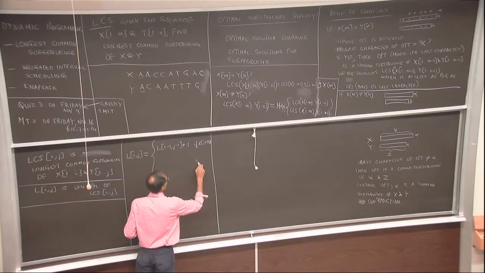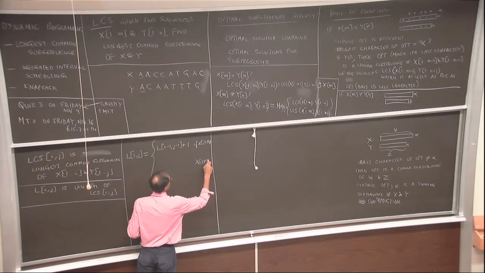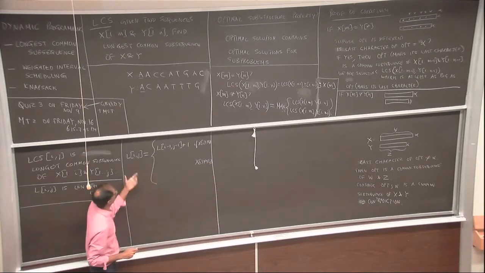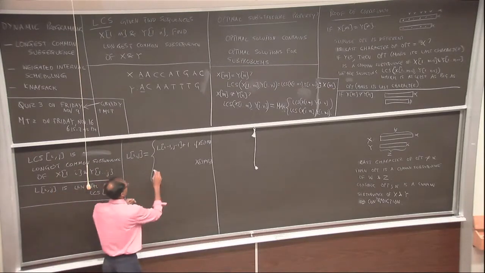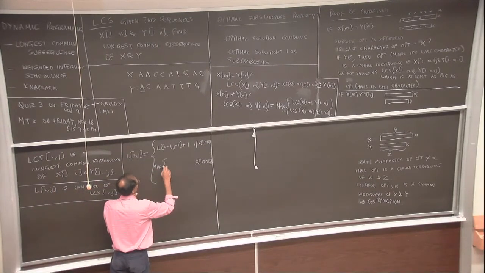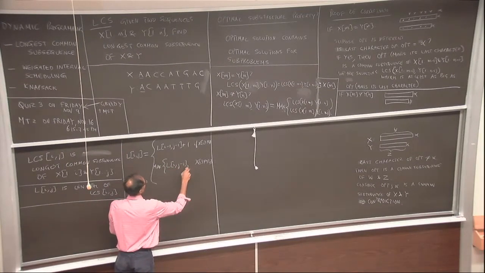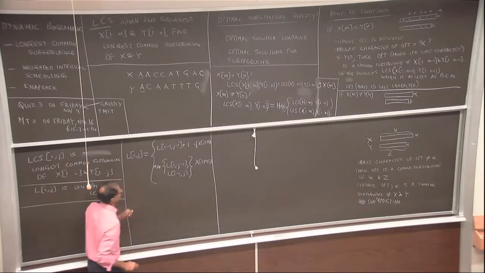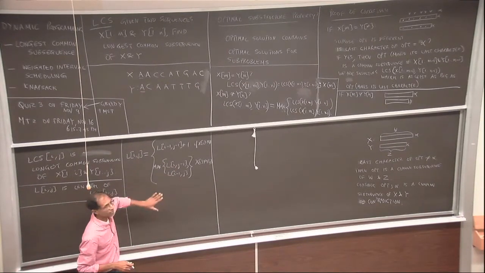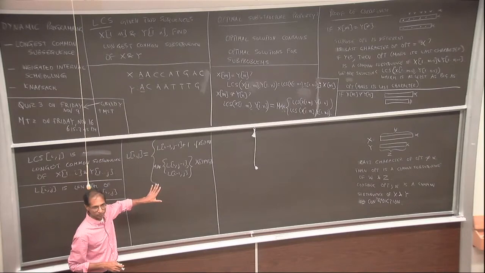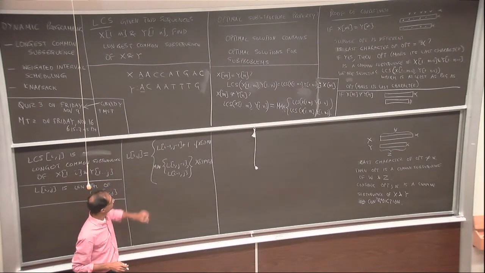What if x_i is not equal to y_j? What is L i j? It is the max of two quantities. What are the two quantities? L of i, j minus 1 and L of i minus 1, j. Okay, all I've done is rewrite that in this form entirely in terms of lengths. Okay? Is it clear?